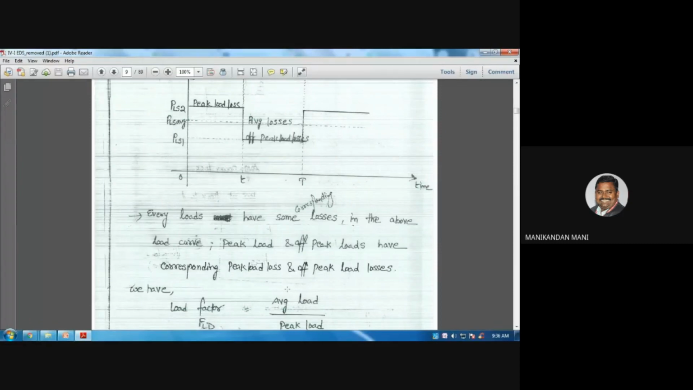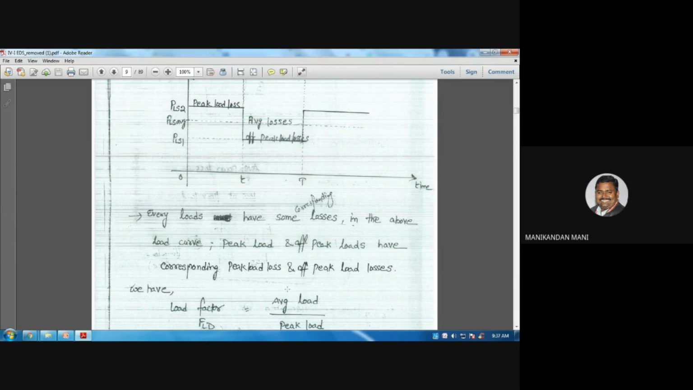every load has some corresponding losses. So each and every load may be a peak load, an average load, or an off peak load. Off peak load means what? It is not a peak load, but the load is there. You should not think that there is no load. Fine. So every load has some corresponding losses in the above load curve. The peak load and off peak load have corresponding peak load losses and off peak load losses, right?